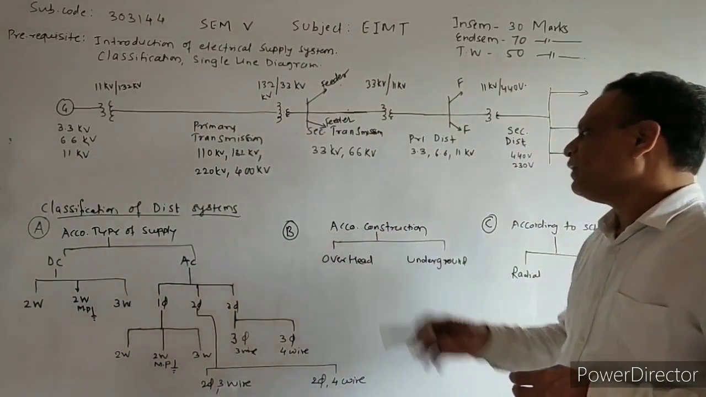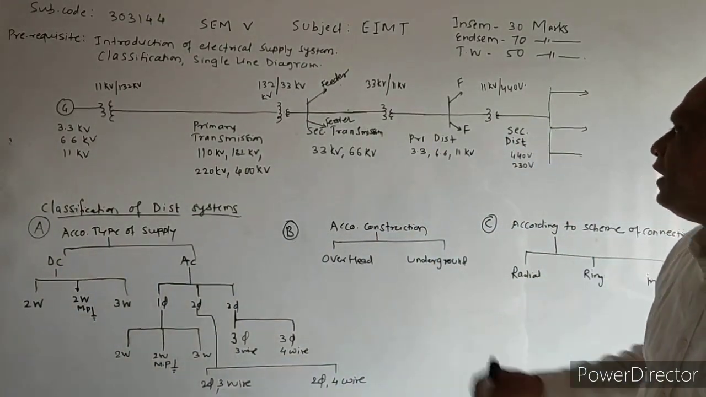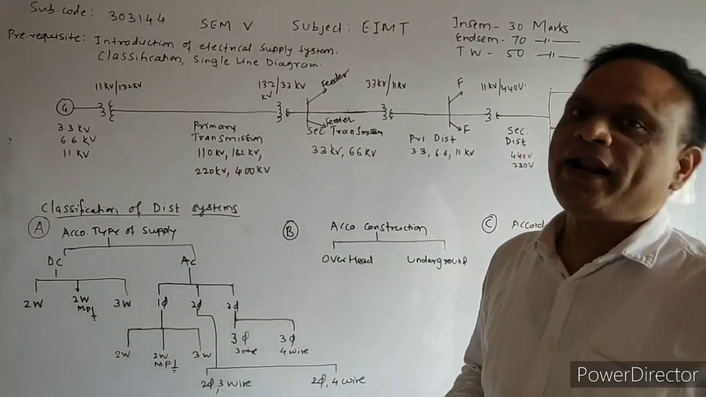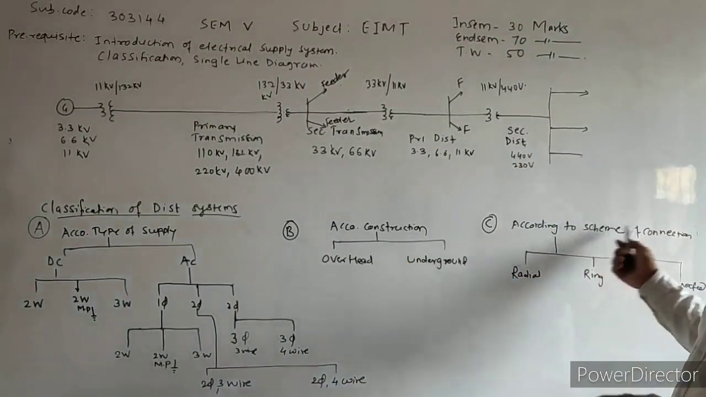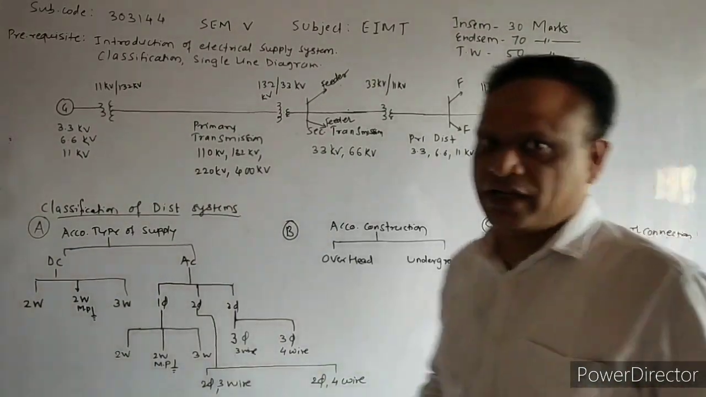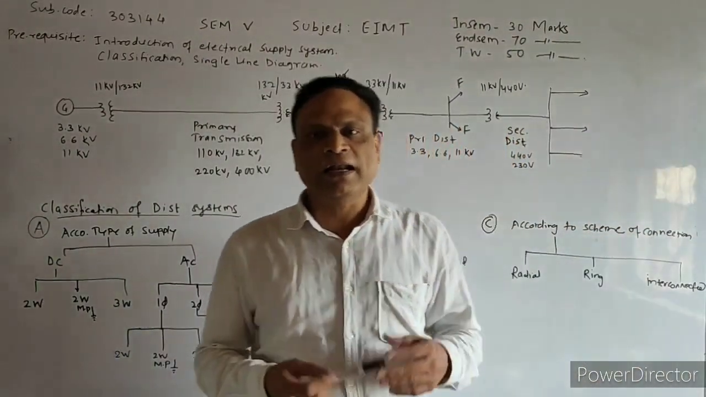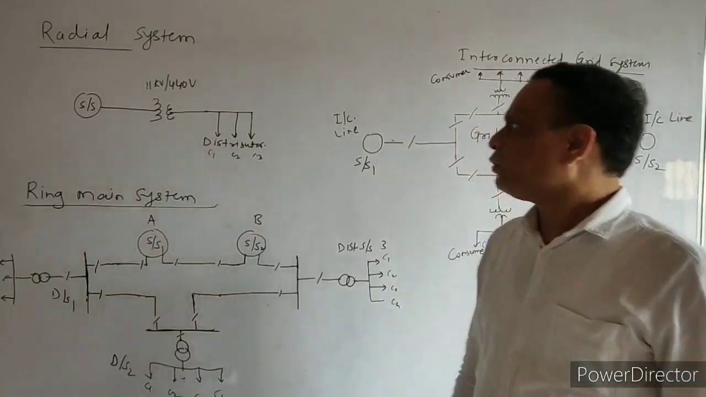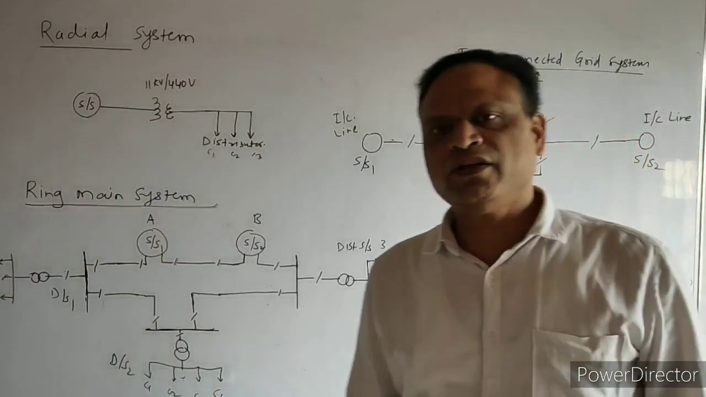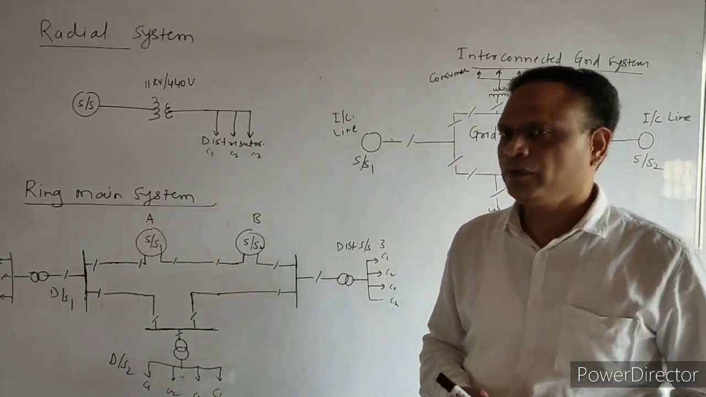Now let us see, according to the construction, it is classified as overhead or underground. This concept is very clear. Now according to the type of scheme of connection, it may be ring, radial, or interconnected grid system. Just have a look at the classification of distribution schemes.